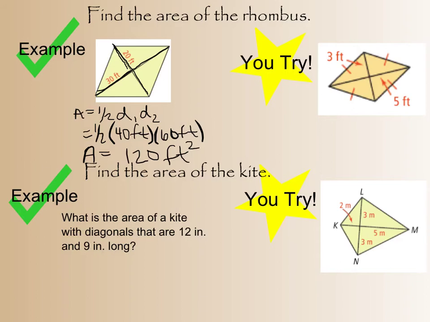If you look at this example over here, my 3's have been bisected, but this longer diagonal here is not bisected, so you have to be careful. Now, in the example that I'm doing, it specifically tells you what the two diagonals are. You don't have to calculate them. It says the first diagonal is 12 inches, the second diagonal is 9 inches. So all I have to do is plug that into my formula.